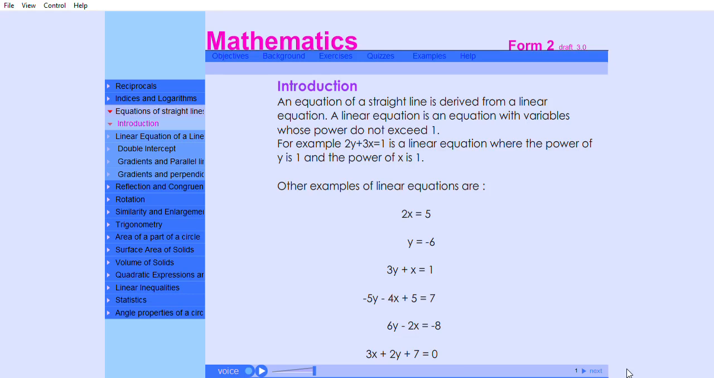Other examples of linear equations are 2x is equal to 5, y is equal to negative 6, 3y plus x is equal to 1, negative 5y minus 4x plus 5 is equal to 7, 6y minus 2x is equal to negative 8, 3x plus 2y plus 7 is equal to 0.